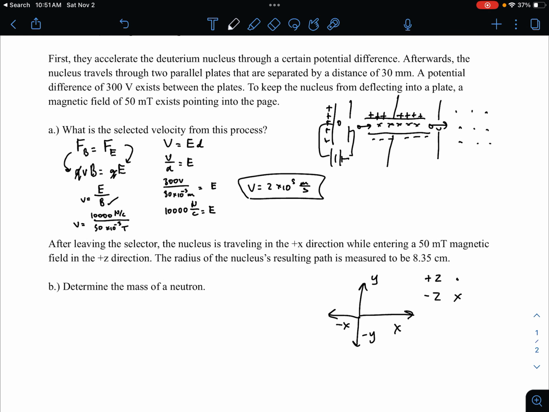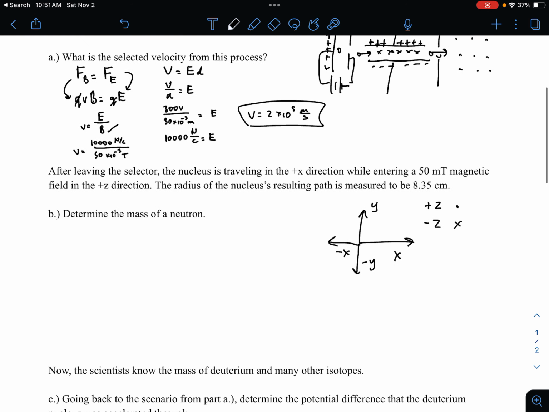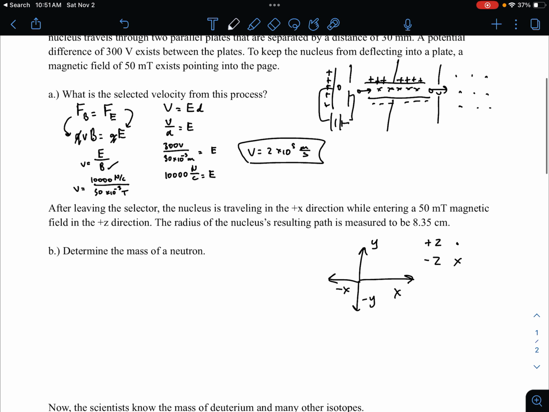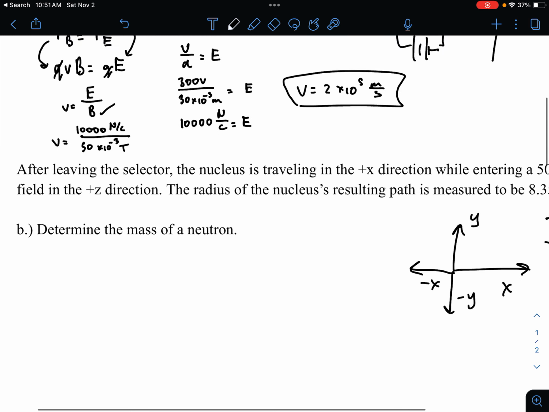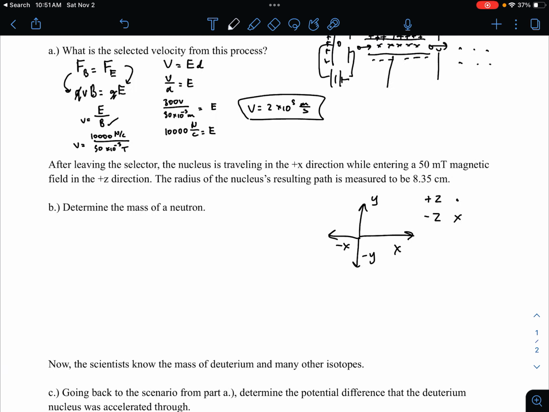So 50 millitesla again, though. The radius of the resulting path is measured to be 8.35 centimeters. Determine the mass of a neutron. Which is kind of cool, right? You can use this information and determine the mass of the most fundamental, smallest units. Actually, probably, I know there's quarks. I don't know quantum mechanics, but I think it's kind of cool that you can figure this stuff out with a mass spectrometer.